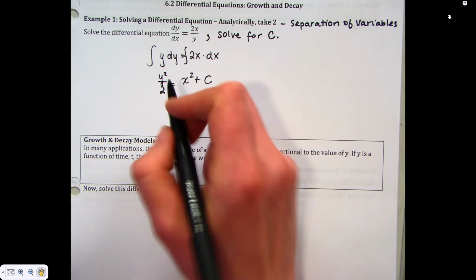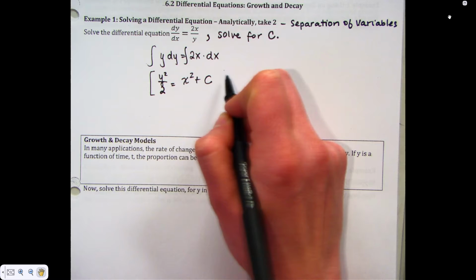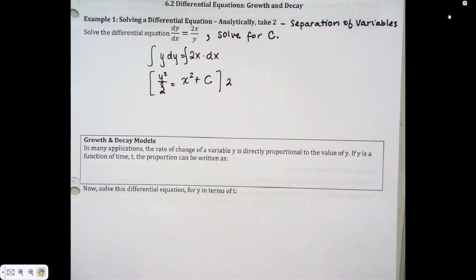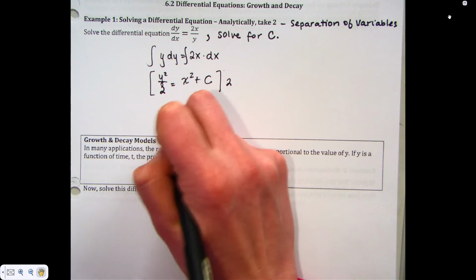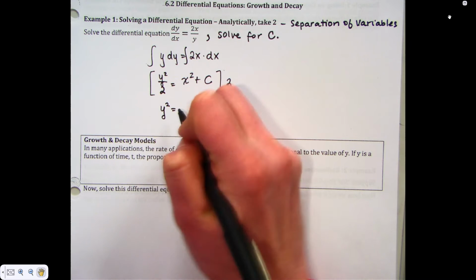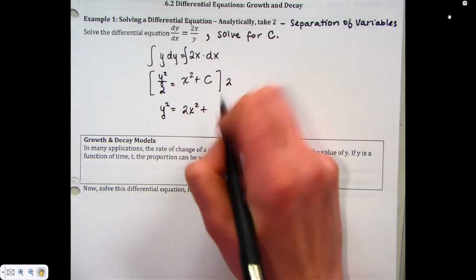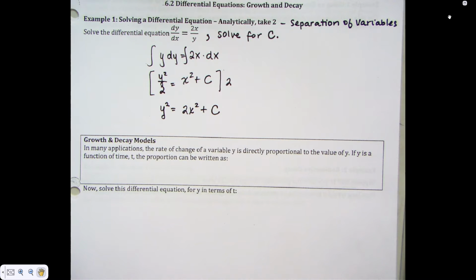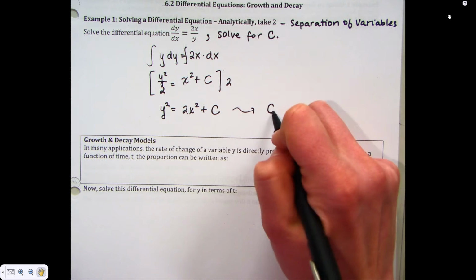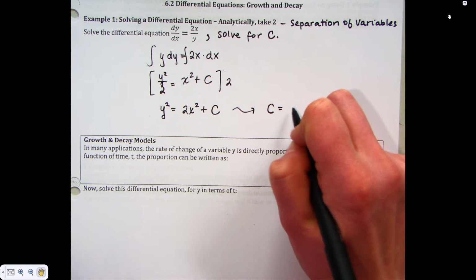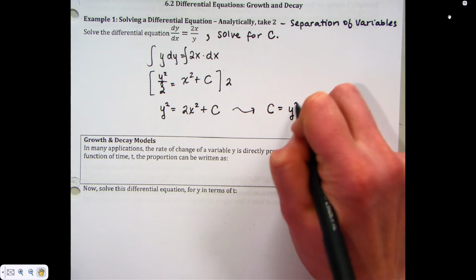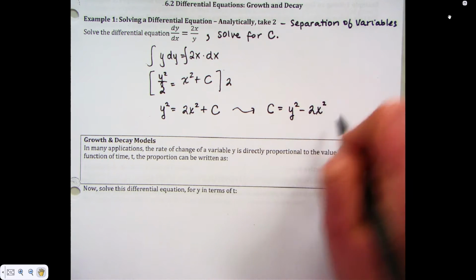So at the end here, I would say, all right, well, let's multiply everything by 2. That'll get rid of my fraction. And let's see, I would get y squared equal to 2x squared plus a constant. If you double a constant, guess what? You still have a constant. And so I wrote my solution up as c equals y squared minus 2x squared.